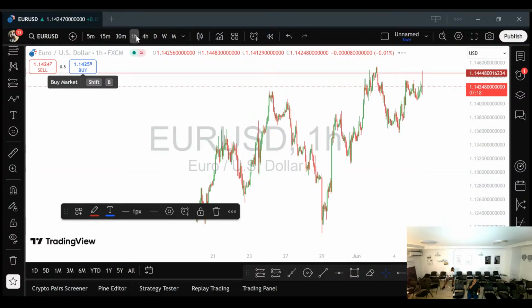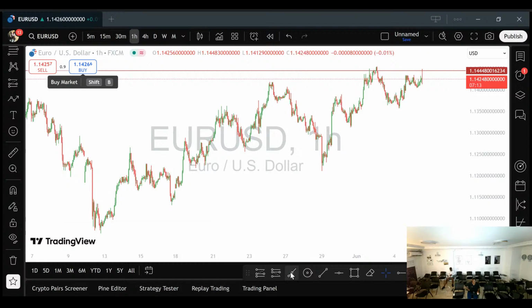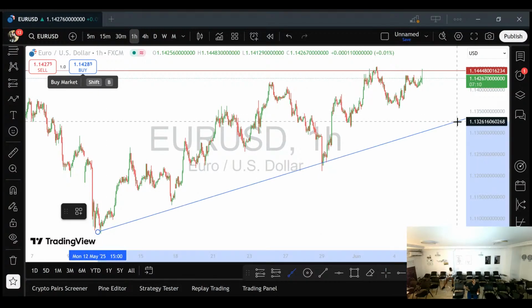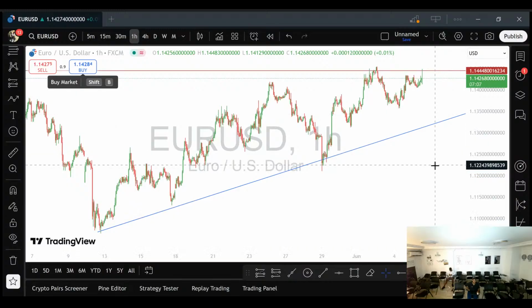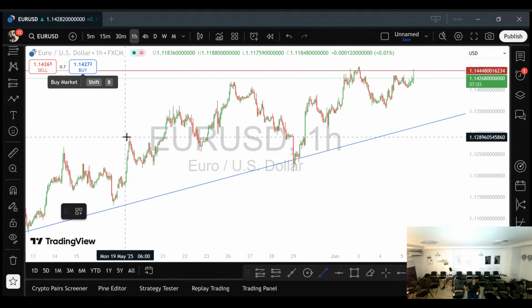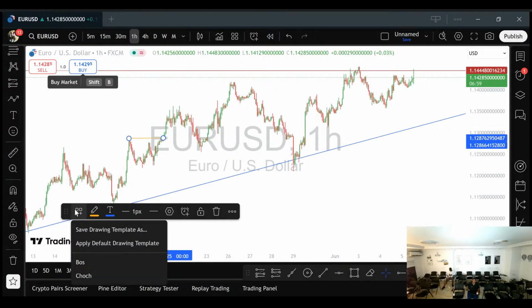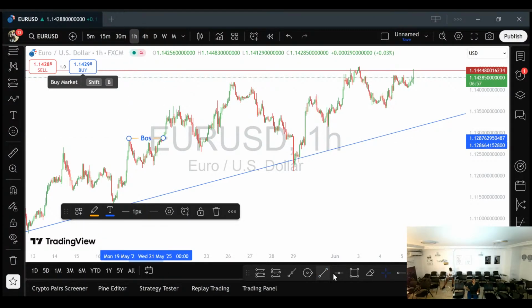I'll go down to the 1 hour so that this market is bullish. Right? The market is bullish. It's an uptrend. We have a series of break of structures to the upside.